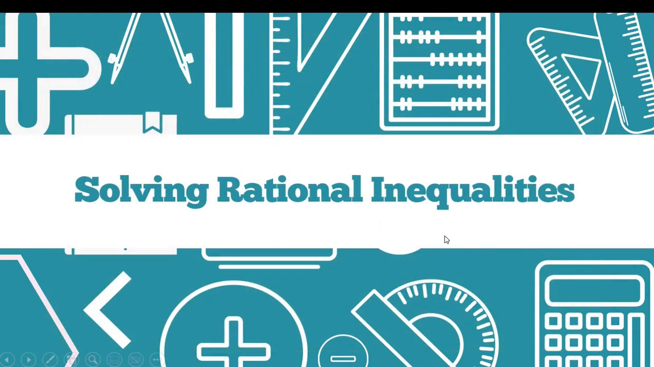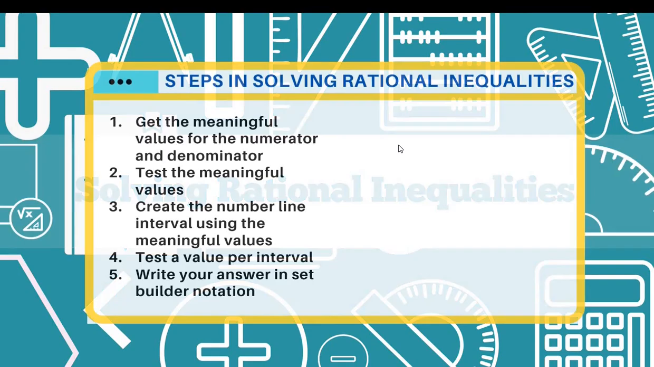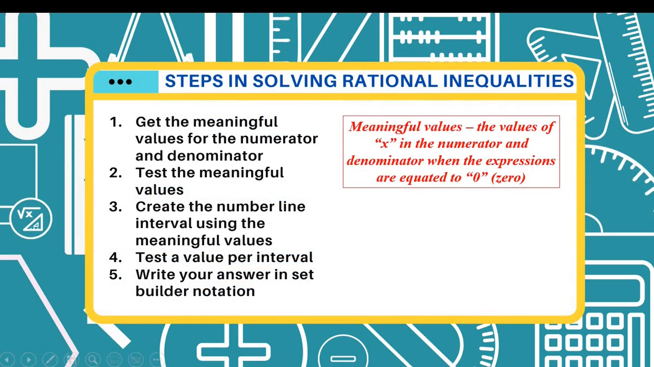Moving on, let's now discuss how to solve rational inequalities. Now, here are some steps we can follow in solving rational inequalities. First, get the meaningful values for the numerator and the denominator. What are meaningful values? Meaningful values are values of x in the numerator and the denominator when the expressions are equated to 0.